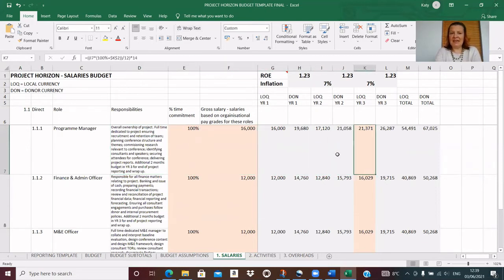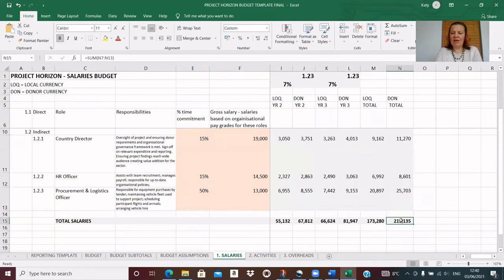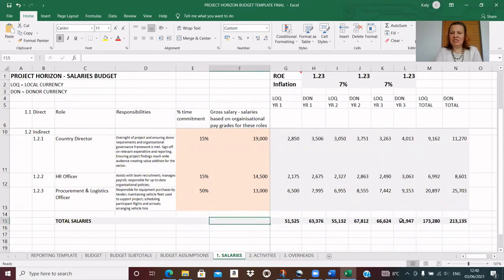So in these numbers here, this formula might look complicated, but all I'm doing is actually taking the 12-month salary and grossing it up to 14 months salary. So now I have my salary costs budgeted, and I'm ready to move on to my activity costs.